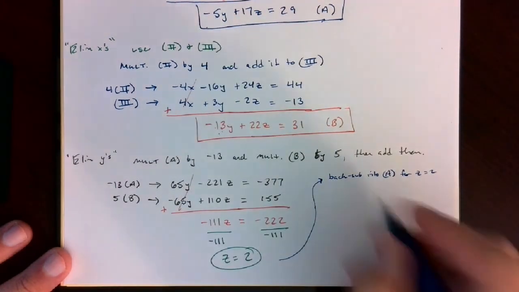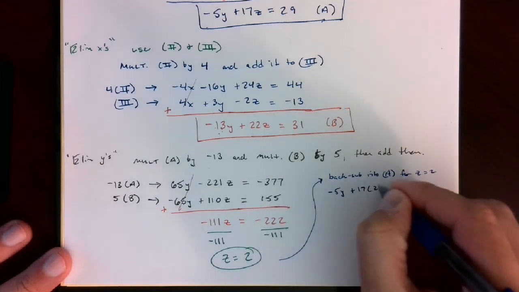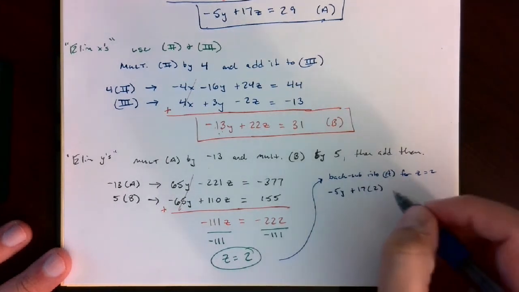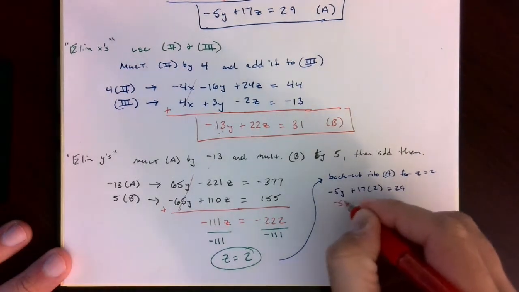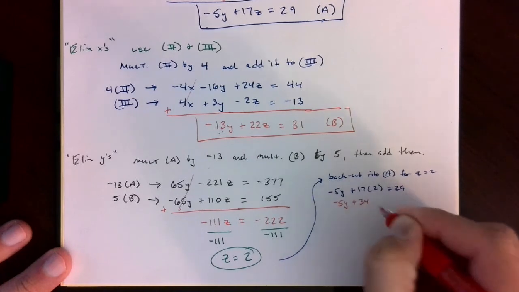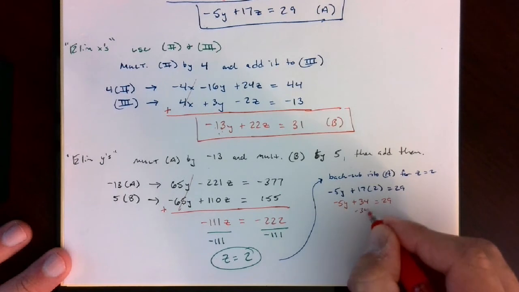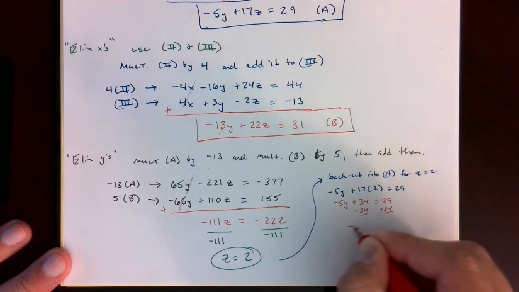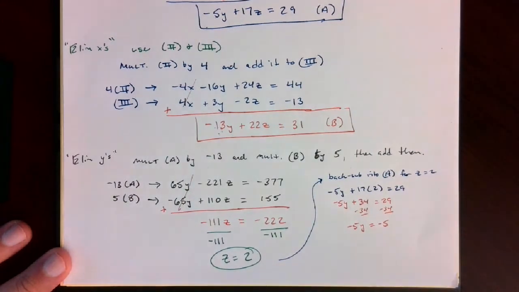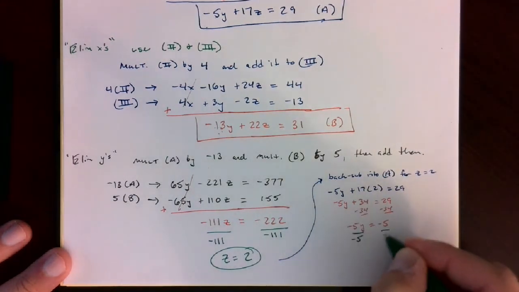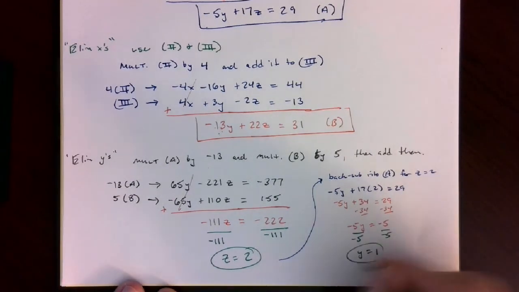So I'll have negative 5y plus 17 times 2, and that's equal to 29. So this is negative 5y plus 34, since 17 times 2 is 34, equals 29. We're going to subtract 34 from each side. Got negative 5y equals 29 minus 34, which is negative 5. And then we're going to divide by negative 5 on both sides. We end up with y equals negative 5 over negative 5, which is a positive 1.